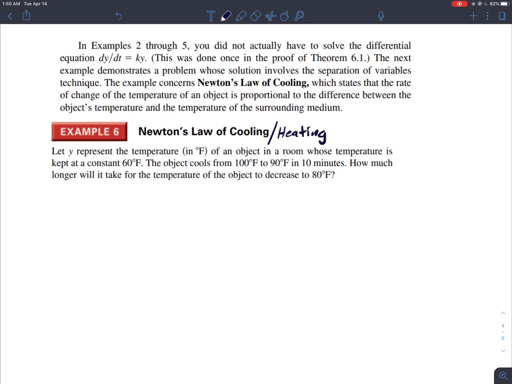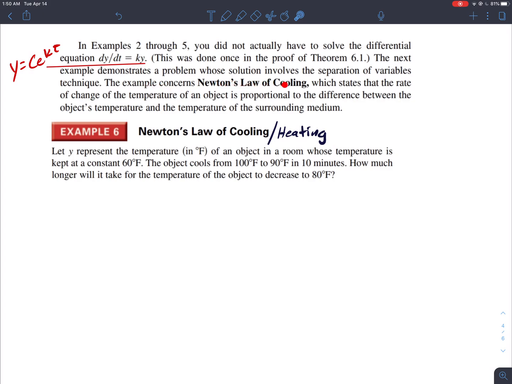In examples 2 through 5, we did not actually have to solve a differential equation. We did this in the first example, the proof, and then we used the solution to this, which again was our y equals Ce^(kt). That was our solution to this. We used the solution for all the other examples. The proof was done in the beginning, before we did any of the problems, and then we used that. And it demonstrates really a solution by separation of variables.